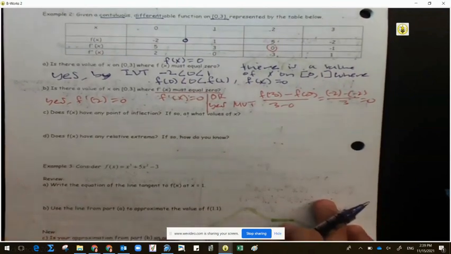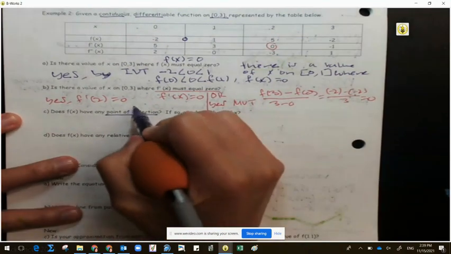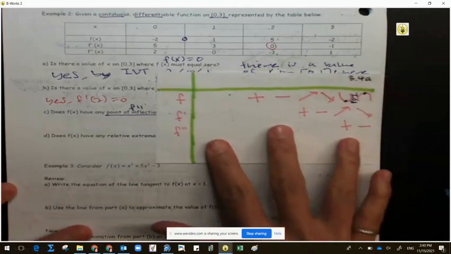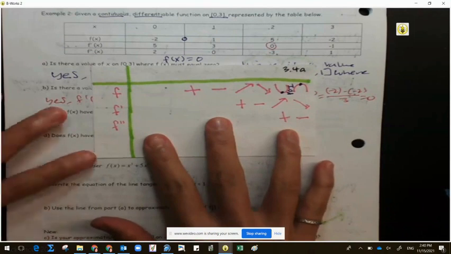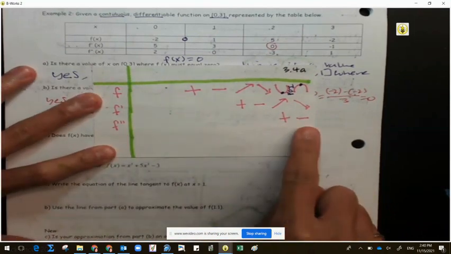Addison, let's read. Does f(x) have any point of inflection? If so, at what value of x? All right, so we have point of inflection. Let's go ahead and underline that. Point of inflection has to do with f''. And let's see if we have a point of inflection. Look at our cards, actually. On our card, point of inflection happens when f'' goes from positive to negative, or vice versa. So let's look at the f''.